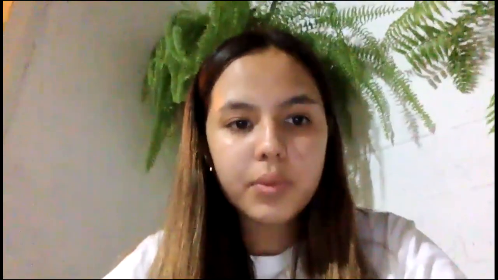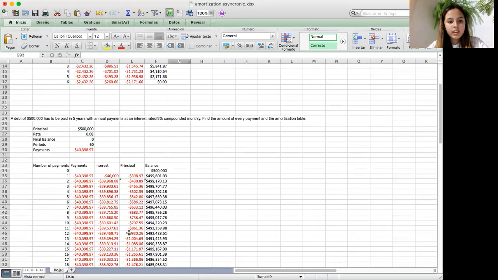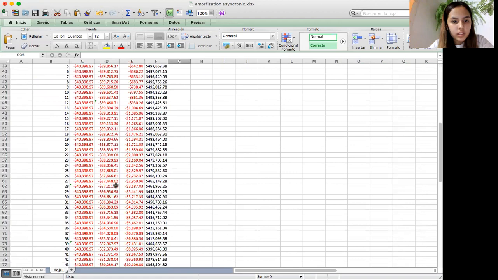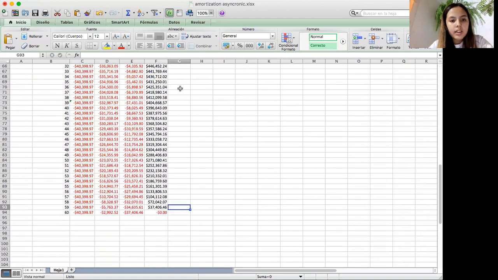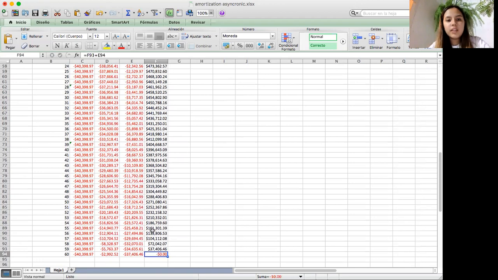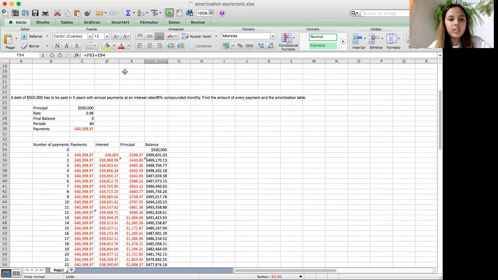Okay, so when we have all the table like this, the only thing to verify that our table is okay is that the final balance needs to be 0, and then you know that your table is okay.